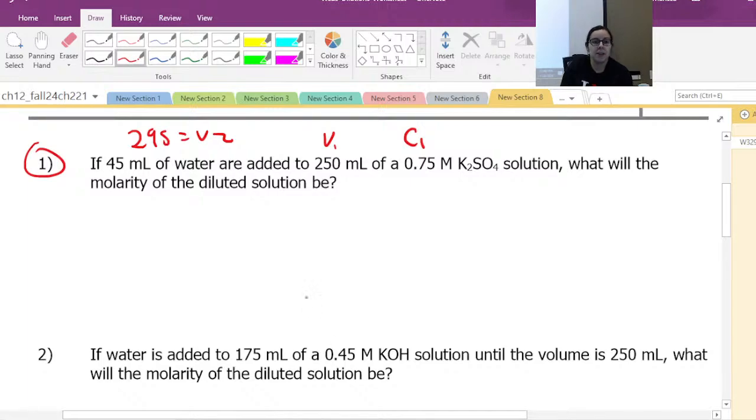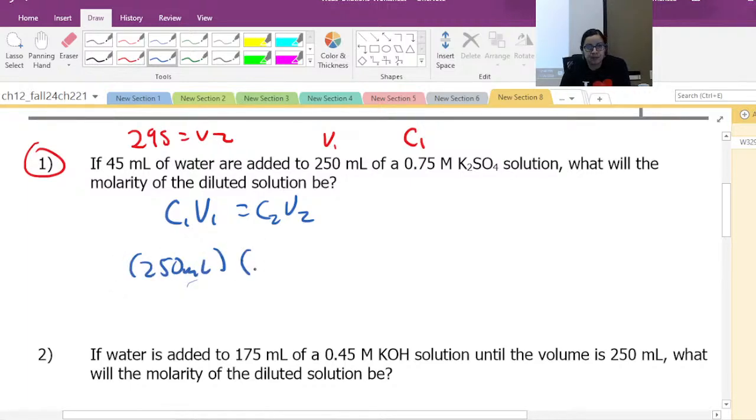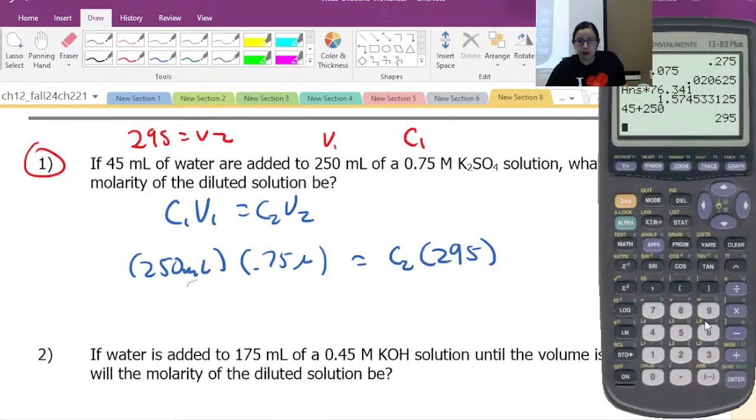And so now we're ready to do our math. So C1 V1 equals C2 V2. I'm going to leave it in milliliters just because that's fine as long as, again, units are consistent. And so then what do we get for our new concentration?